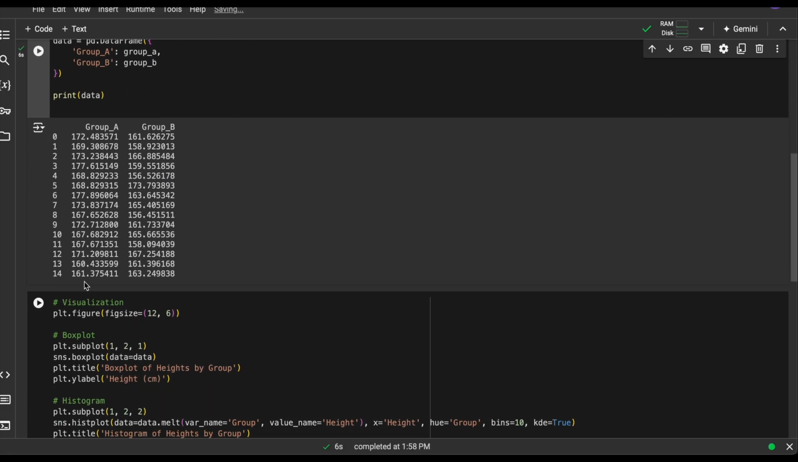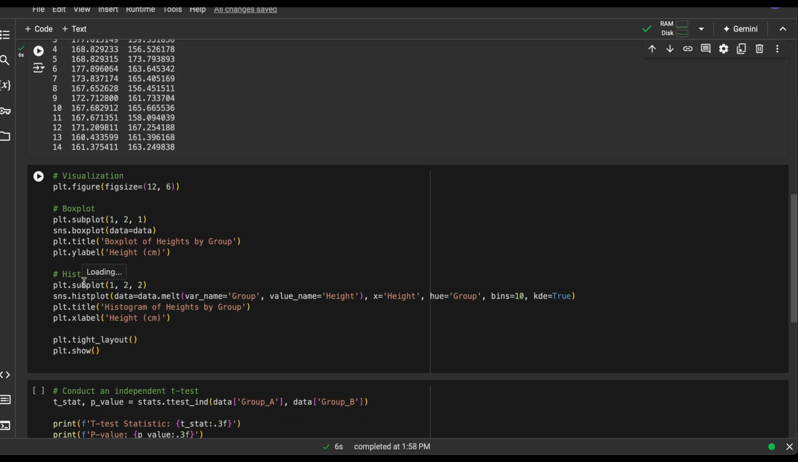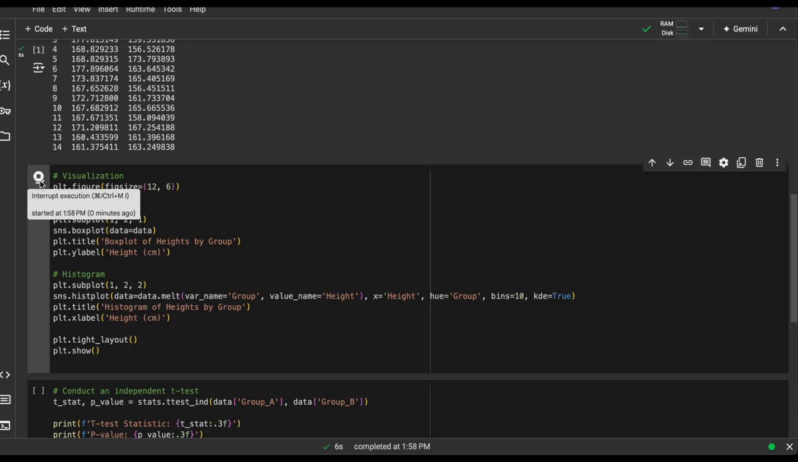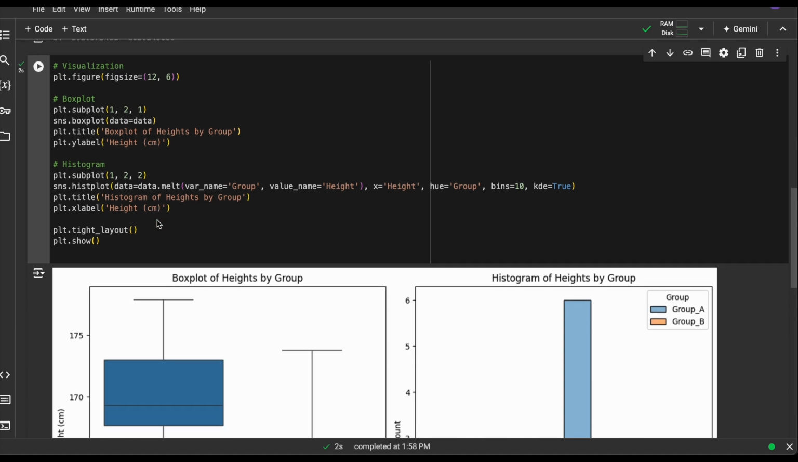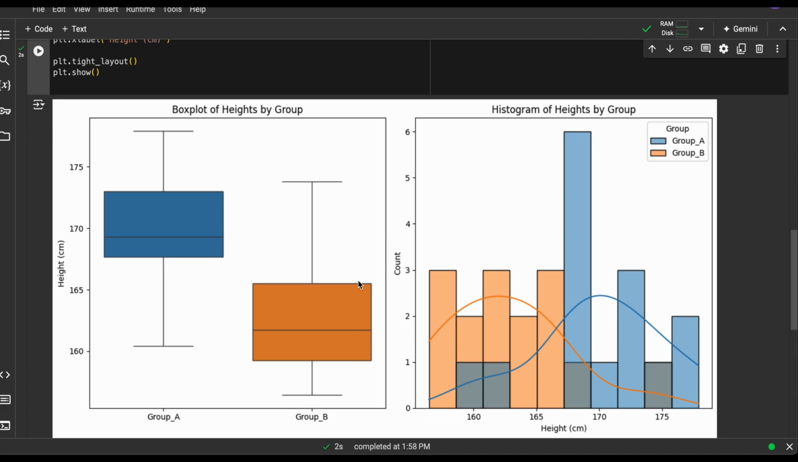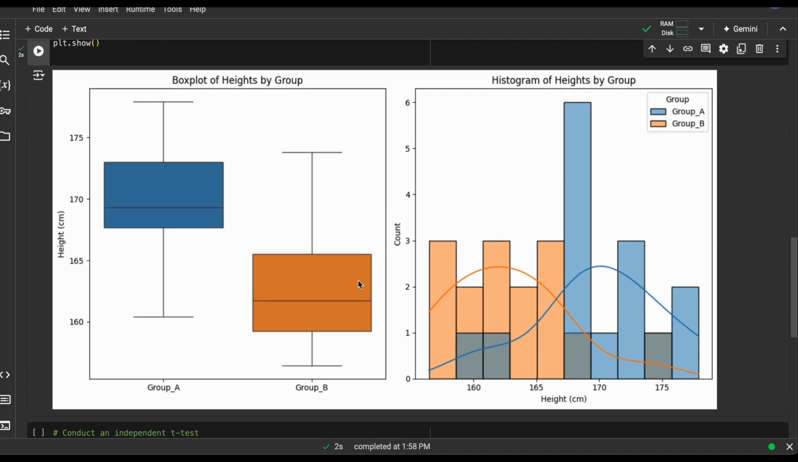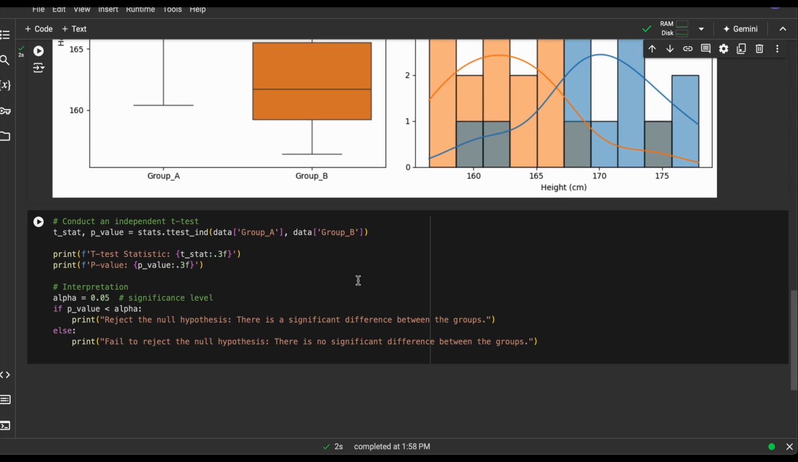Okay, that's fine. This is the data. To better understand how the data is distributed, I plotted the heights using a box plot and histogram, which reveal a slight difference between the groups. However, visual inspection alone isn't enough to confirm a statistical difference. That's where the t statistic comes in. The t statistic allows us to determine whether the observed difference is statistically significant.